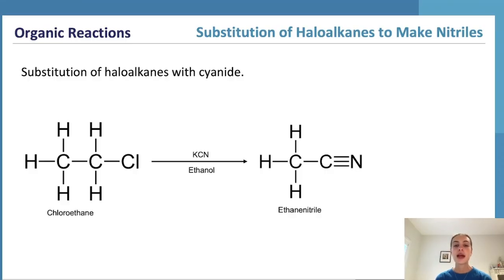What happens here is that the chlorine group is lost along with these two hydrogens here, and it's replaced with this triple bonded nitrogen group here, and then we end up with KCl, potassium chloride, as a byproduct of this reaction. So our main product would be the ethane nitrile, and then our byproduct would be the leftover halogen, the chlorine, along with our potassium, which is left over. So the KCl, potassium chloride, is our byproduct of the reaction.